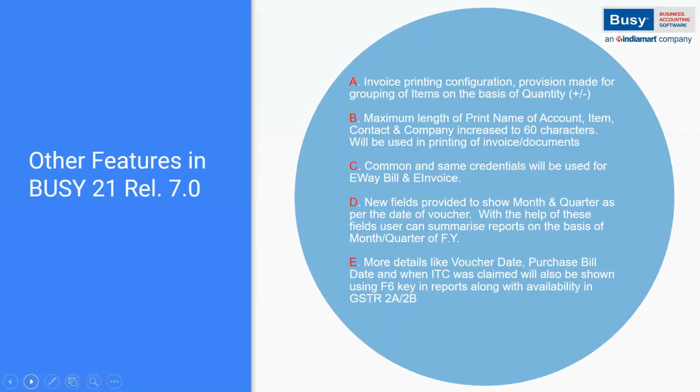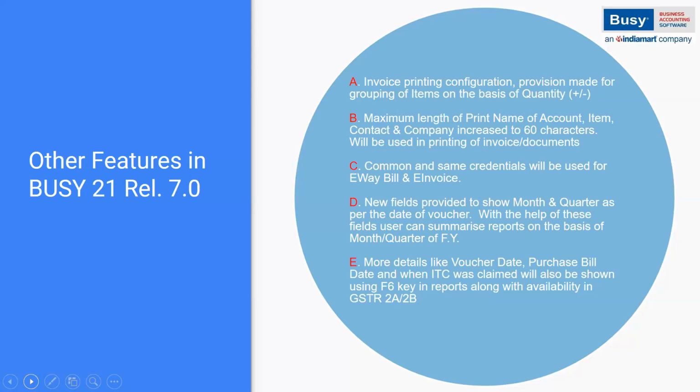Some other features are there, like when you are doing the invoice printing, there is a plus minus option. You are doing the sales in the sales return. Based on that, you can group your printing. Maximum length of print name is increased from 40 to 60 characters now.